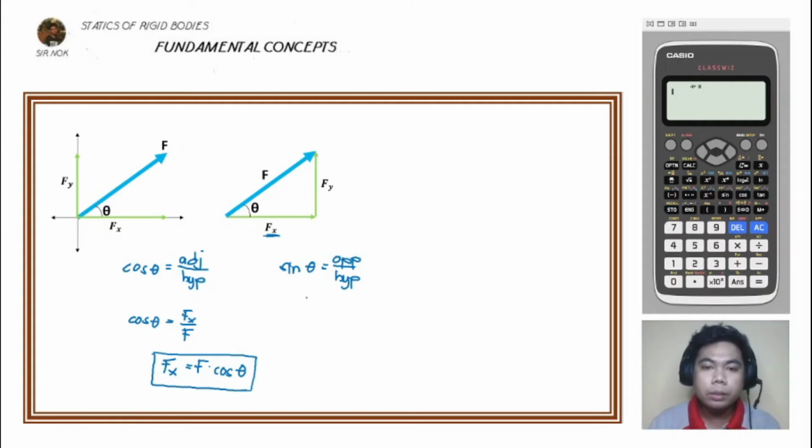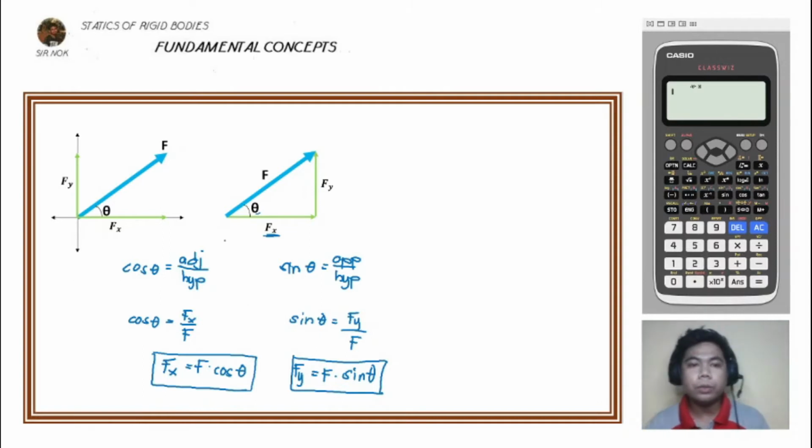Next, we have sine theta equal to opposite over hypotenuse. The y component is the opposite side of the angle theta. So sine theta is equal to opposite, F sub y, over the hypotenuse, which is the force F. Cross multiply, so the y component is equal to F times sine theta. So we have the formulas to compute the x and y components.